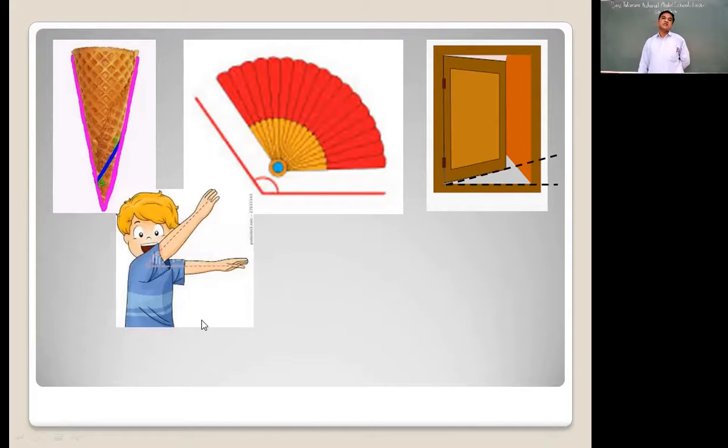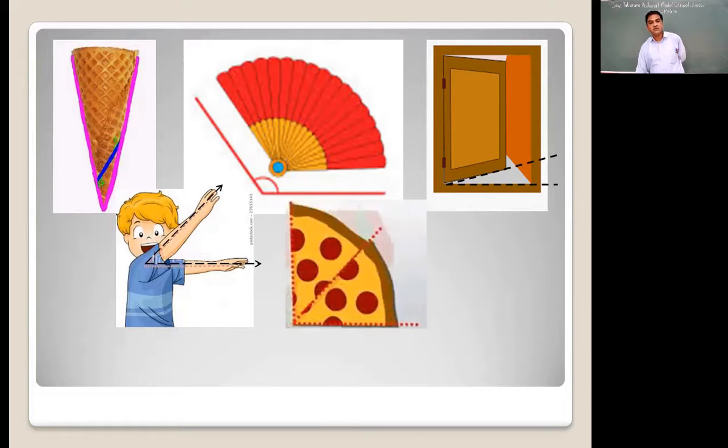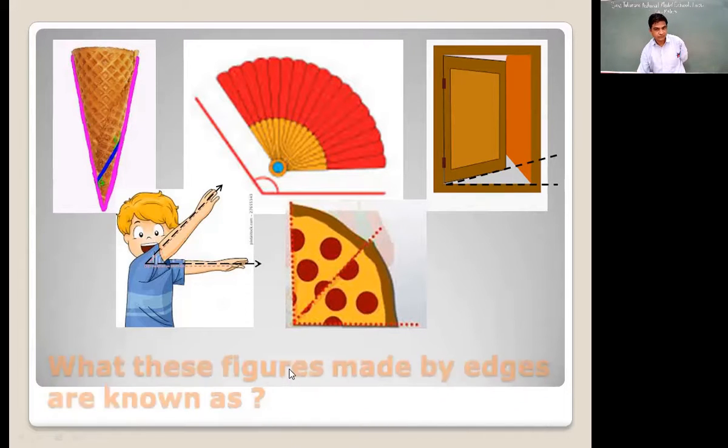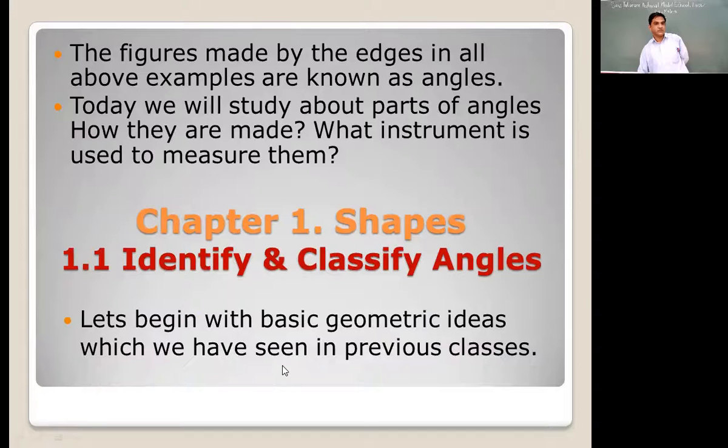You can see there is one boy who is waving his hands in the air. Now, what is the figure which is formed by the hands known as? You can see a piece of a pizza, and a figure that is made by the edges of the piece of a pizza. What are these figures known as? These figures which are formed by the edges of all these different examples are known as angles.